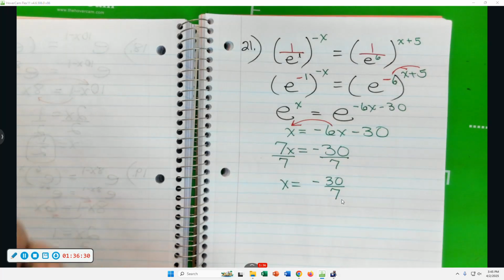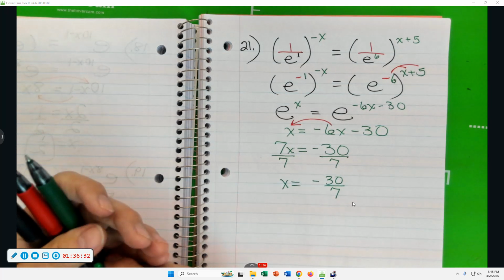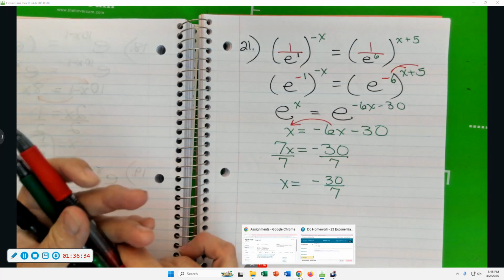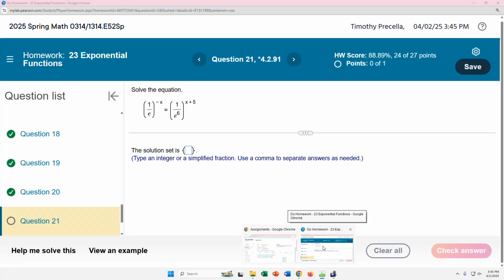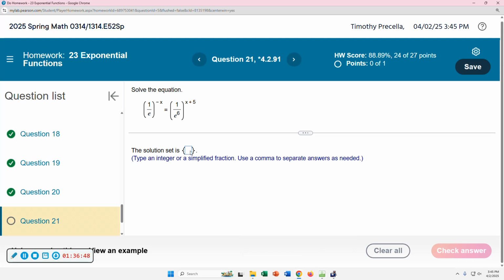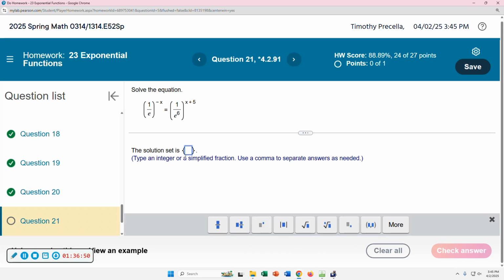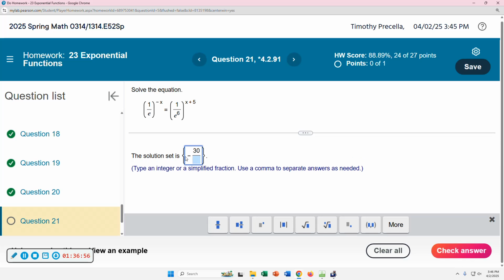Are you sure I didn't miscopy this problem? I was expecting an integer solution, so let's see. 1 over e to the negative x equals 1 over e to the 6th to the x plus 5. Well, no, I know what you didn't mess up. I'll just type it in. I forgot what the answer was. Negative 30 over 7.